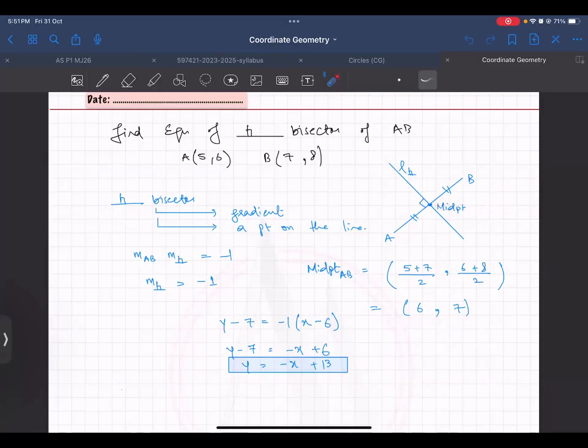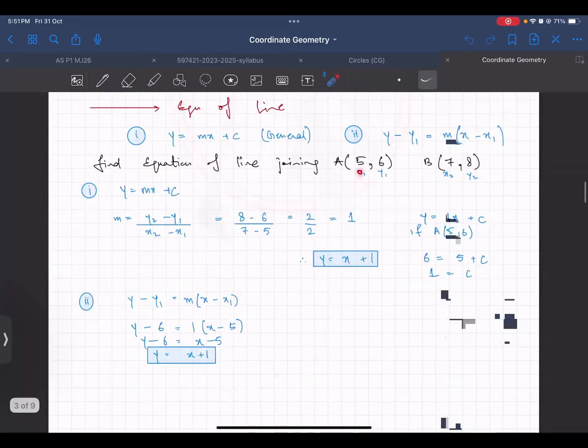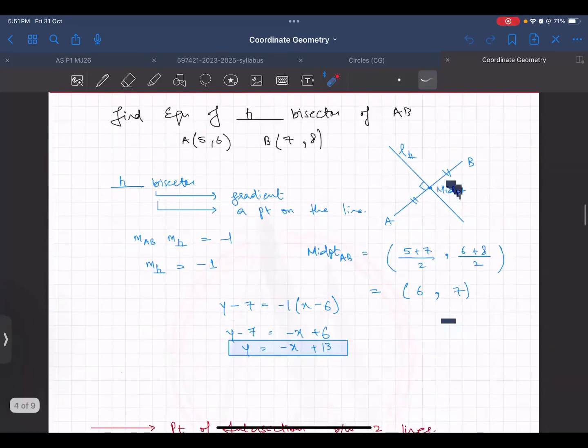Then you find the gradient of AB. You use the same formula, y2 minus y1 upon x2 minus x1. These two are the same points we used over here, 5 comma 6, 7 comma 8. So we know the gradient of this line AB. It was 1.